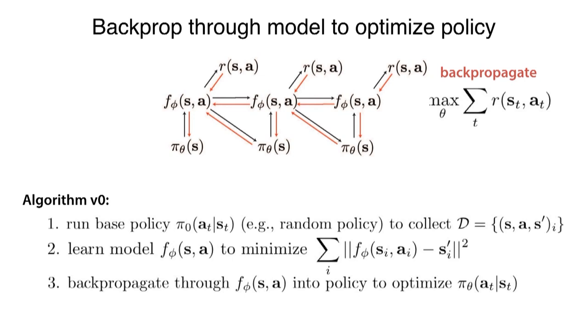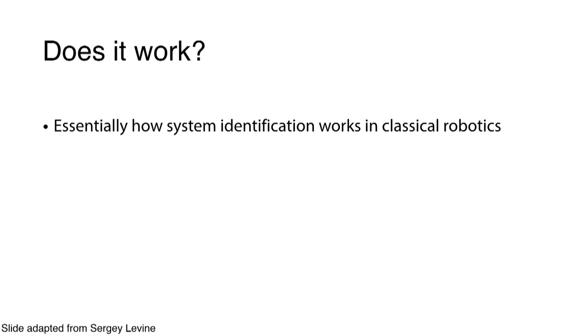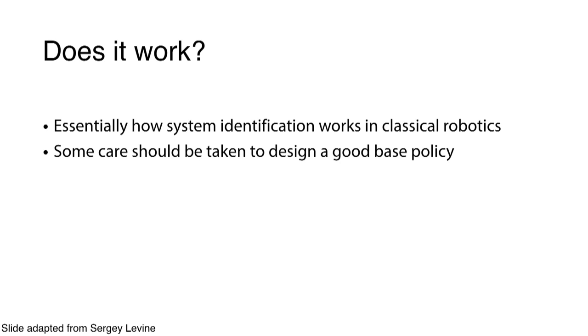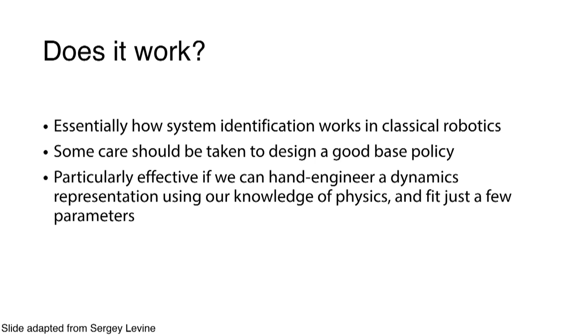Does it work? Well, in many cases, it does work. So this is essentially how system identification works in classical robotics. You do need to take some care in designing a good policy for collecting data. And it can be particularly effective if you can hand engineer a representation of your dynamics using some prior knowledge about how physics works or how your environment is going to look, and then fit just a few parameters of that model. So in many cases, this can work. But in other cases, it won't work.